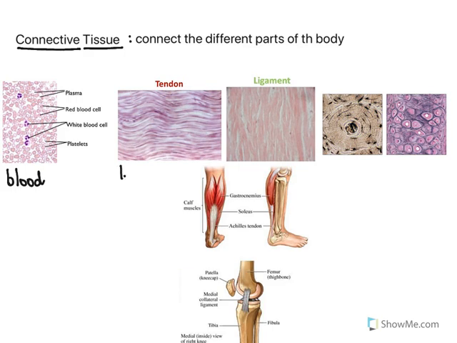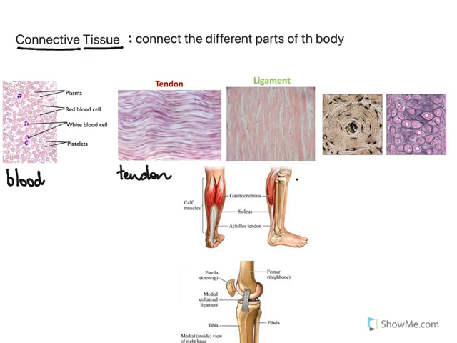Then we have the tendon here, and you can see in this figure the tendon connects the muscles to the bone. It connects the muscle to the bone, so it's also a connective tissue.